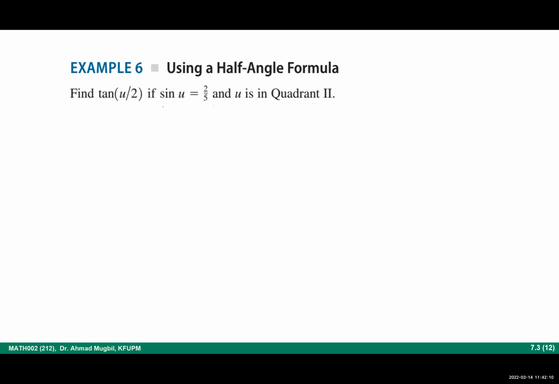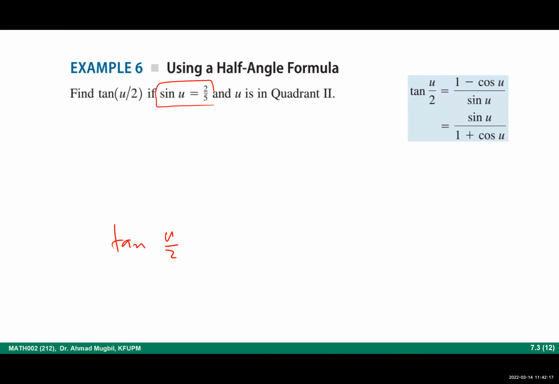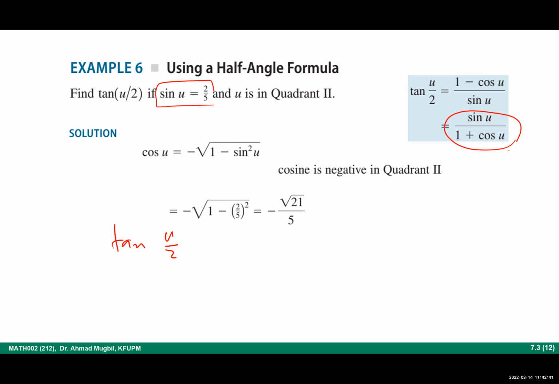You have sine. What is tan? We have two formulas for tan u over 2: 1 minus cosine u over sine u, or sine u over 1 plus cosine u. I remember this easily. Now we have sine, we need cosine u. So what will we do? We will use the Pythagorean identity. Why do we write minus, not plus? Second quadrant.